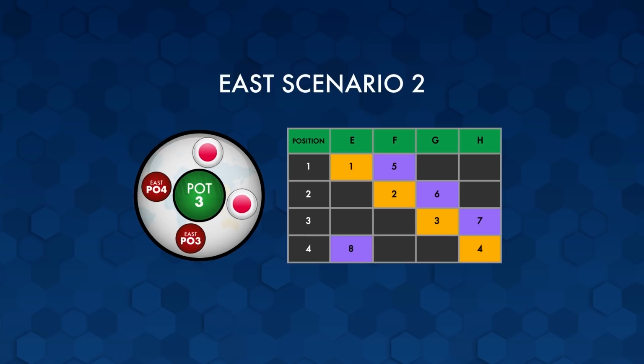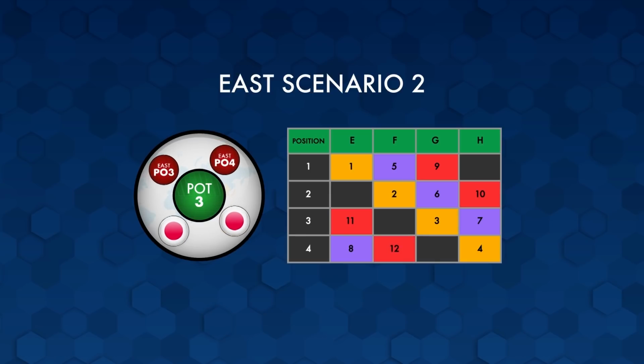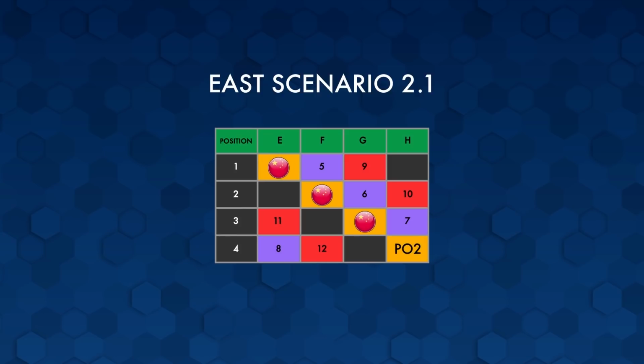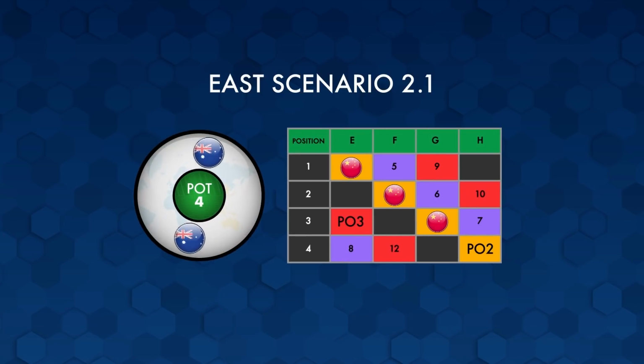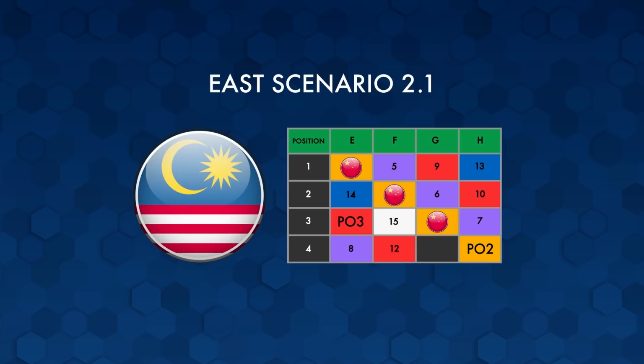The first, second drawn clubs from Pot 3, Japan, will go into positions G1 and H2, while the winners of playoffs 3 and 4 will be drawn into position E3 and F4. East scenario 2.1. China comes first from country pot and then Pot 3 winner in Group E. First club drawn from Pot 4, Australia, will go to position H1, while the second drawn will go to position E2. Based on draw principles, Thailand League champion will go to the remaining available position in F3, while Malaysia League champion will go to position G4 accordingly.